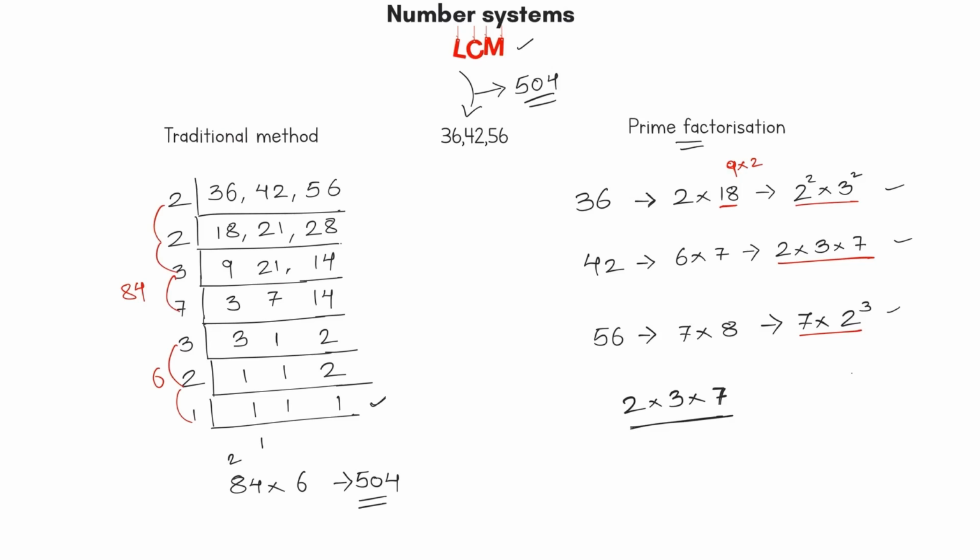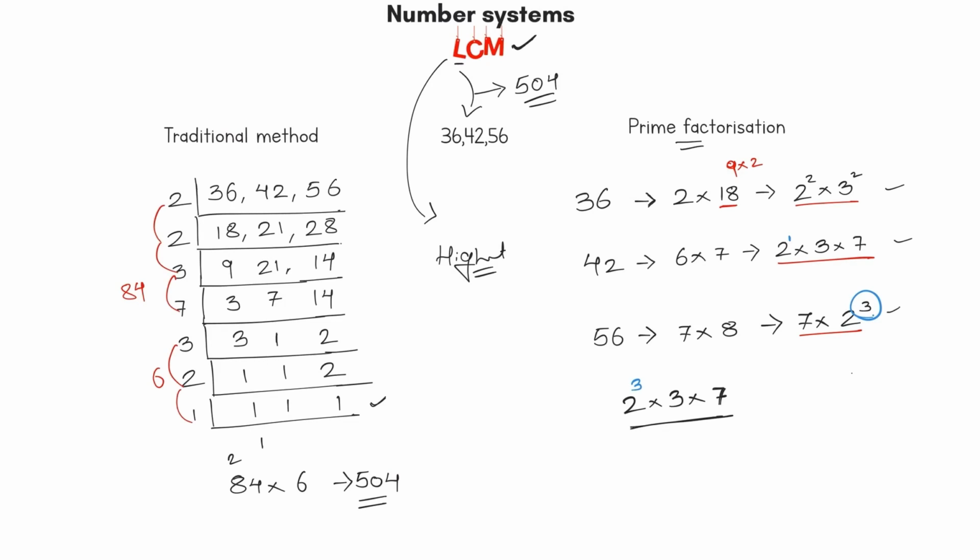So write all three. Now whenever they ask for least common multiple, for the least you need the highest power. Okay, so remember it in this way. For the least you need the highest power. Okay, so can you tell me what is the highest power of 2 in all three? The highest power of 2 is 3. It is 1 here and it is 2 here, so the highest power is 3, so I'll take 3 here.